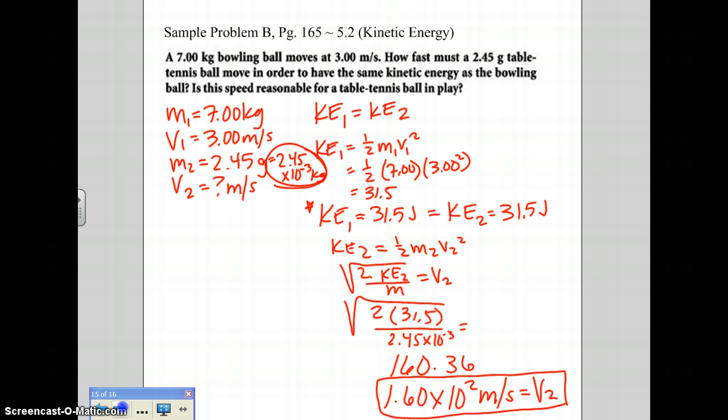So for homework tonight, you need to do your practice A and your practice B problems, in which the answers are on my teacher page. All right, good job. Tomorrow will be C and D.